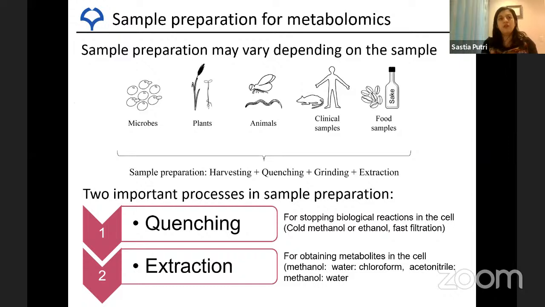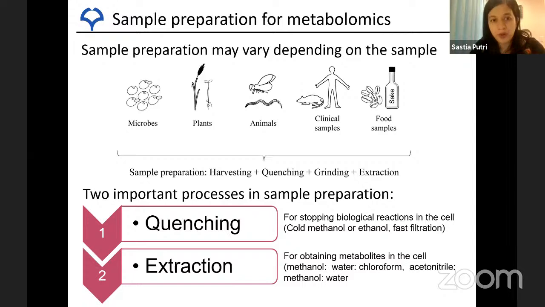Okay, moving on to the sample preparation. I have already mentioned that the sample preparation may vary depending on the sample. It's quite different compared to, for example, how to deal with microbial samples, how to deal with plants, with animals, clinical samples, and food samples. Especially, you have to consider if it has very high sugar, for example, or it's very oily, it's very sticky. The way to treat these samples might be different.